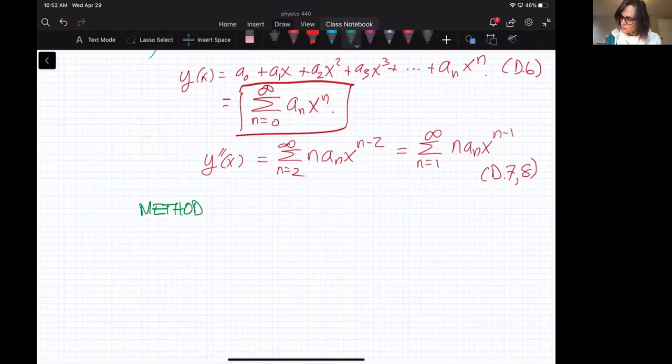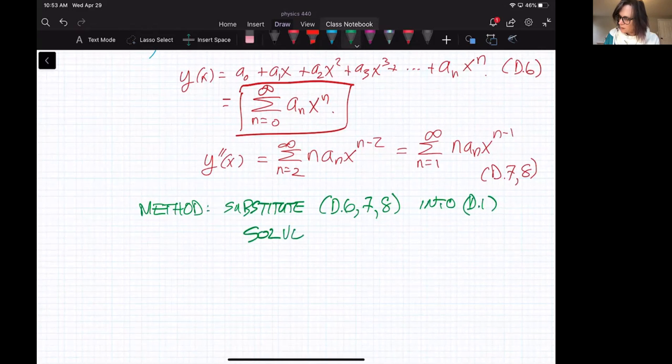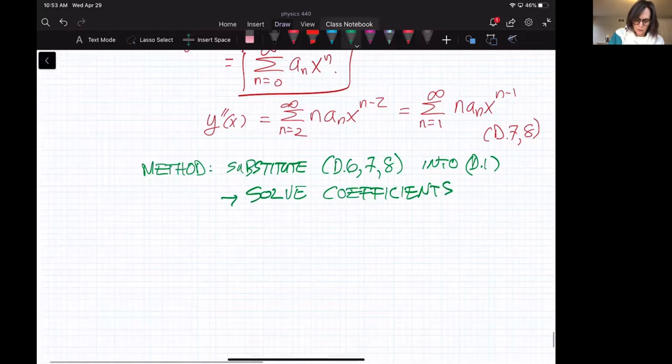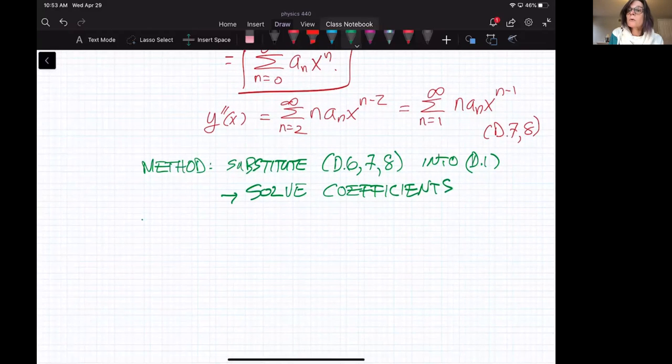So the method is to substitute D.6, 7, and 8 into D.1, and the tricky part, solve for the coefficients. If you're lucky, we could solve for something that terminates. More likely than not, the series is not going to terminate. So let's look at, we have time for a simple example.